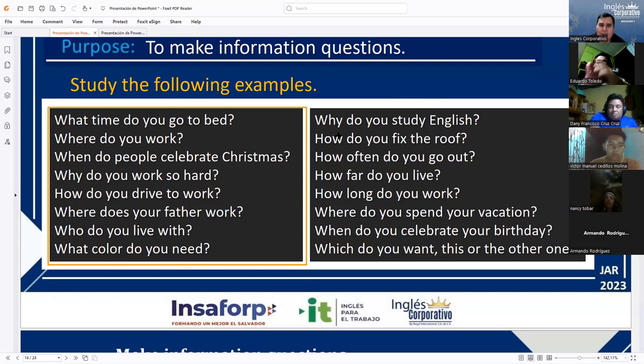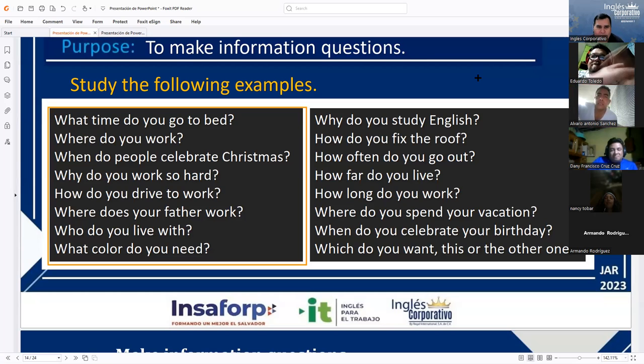Another volunteer for this one. What time do you go to bed? Where do you work? Where do people celebrate Christmas? Where do you work so hard? How do you drive to work? Where does your father work? Who do you live with? What color do you need? Thank you, Alvaro. Danny, the next one.